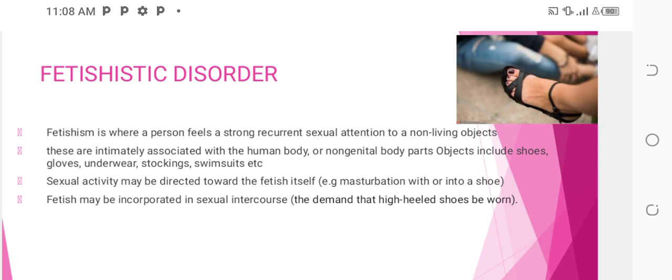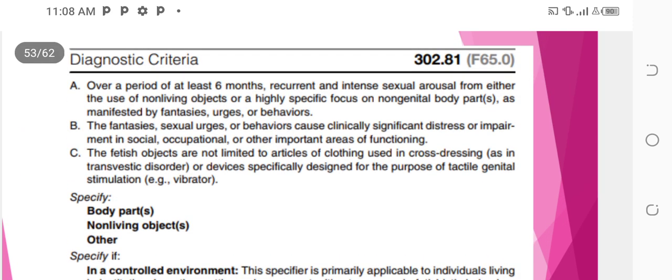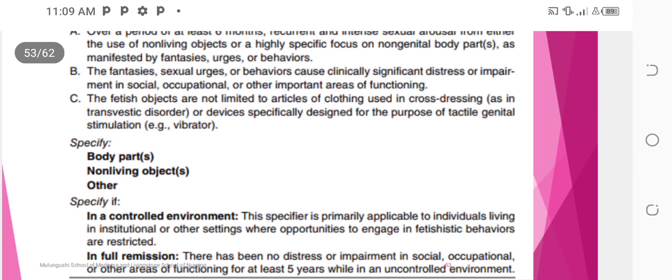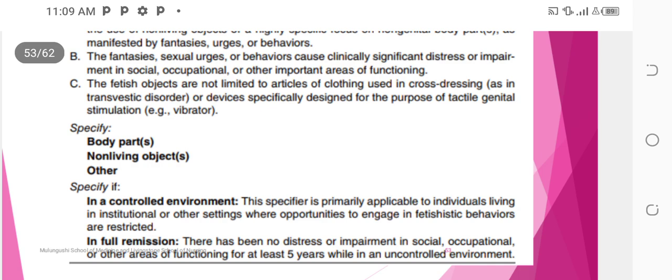So, this is when they demand their partner to wear a certain thing for them to be aroused, instead of their partner arousing them by just being there. They should wear something which is non-sexual. Diagnostic criteria: the fantasy or the fetish objects are not limited to articles of clothing used in cross-dressing, as in transvestic disorder that we discuss later, or devices specifically designed for the purpose of tactile genital stimulation. We should specify the body parts, the non-living objects, or other.